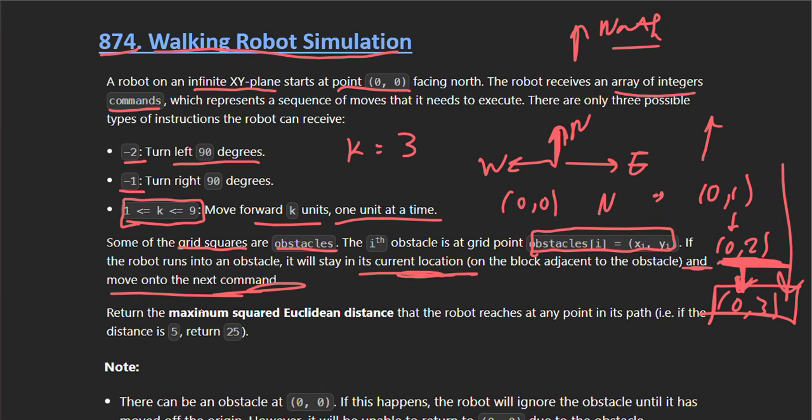And what we have to return is the maximum squared Euclidean distance. That means if our coordinate is x comma y, we have to return the maximum value of x square plus y square from all the coordinates to which we go, right?